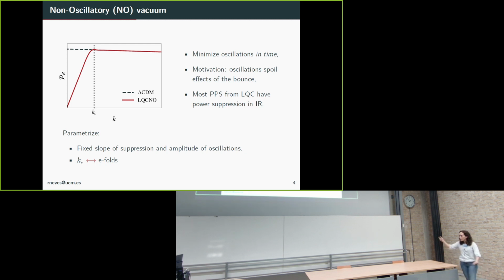So this is going to be our parameter, and it's related to how much inflation we have. If we have too much inflation, this becomes very infrared. If you have less inflation, this becomes more ultraviolet.